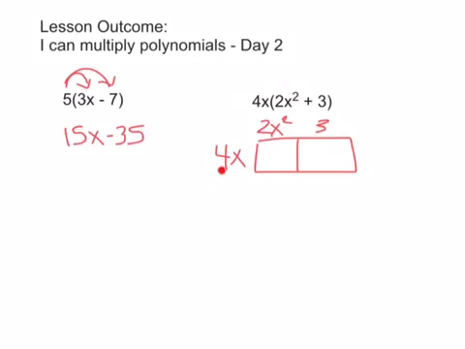When we multiply the 4 times the 2, which is 8, and the x times the x squared. Well, this is 1x, this is 2 more x's, so we're going to have x times x times x, which is x to the third. When we multiply 4x times 3, we get 12x, don't forget that x, and you should have arrived at the answer of 8x to the third plus 12x.